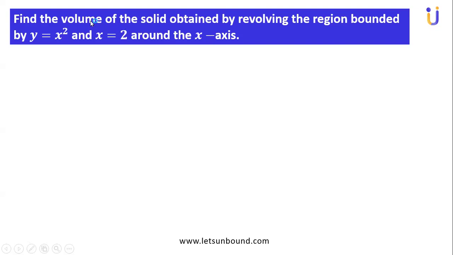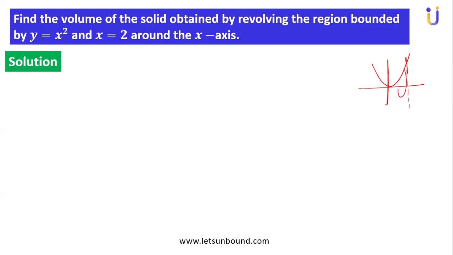First example. Find the volume of the solid obtained by revolving the region bounded by y equals x squared, x equals 2, and the x-axis. So you will be revolving it around the x-axis, like this, right? And let's start.